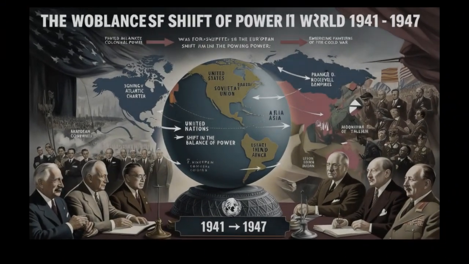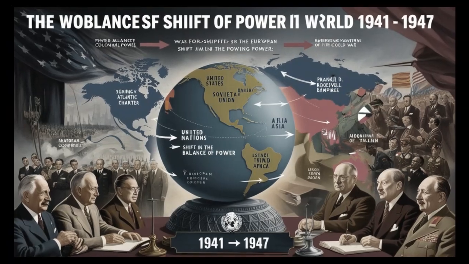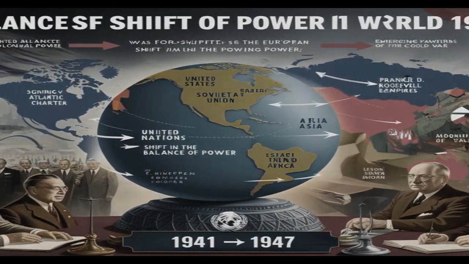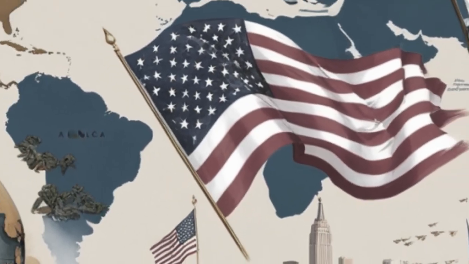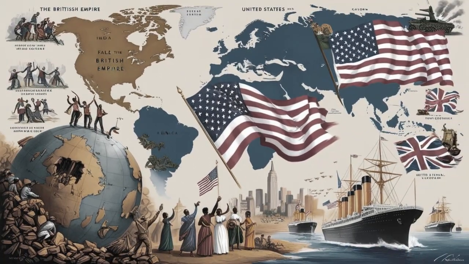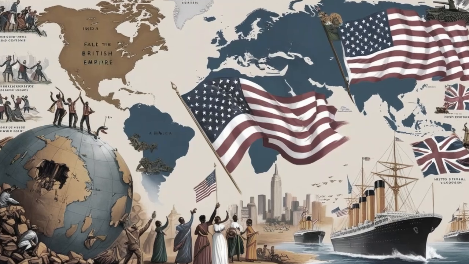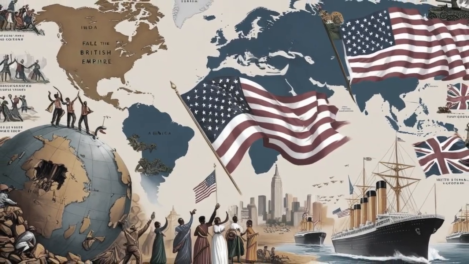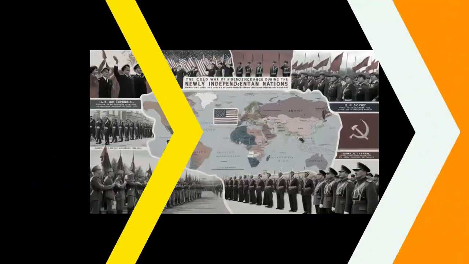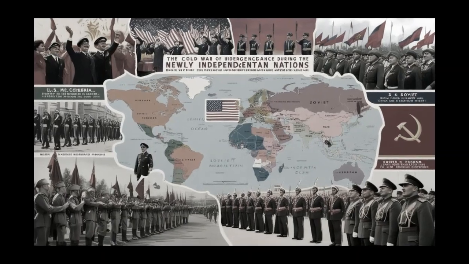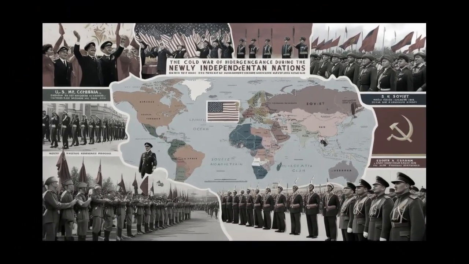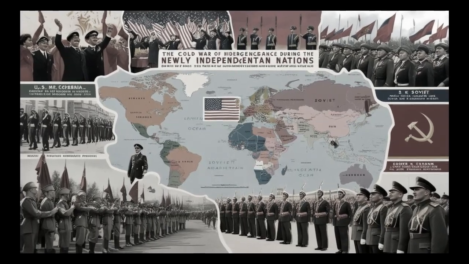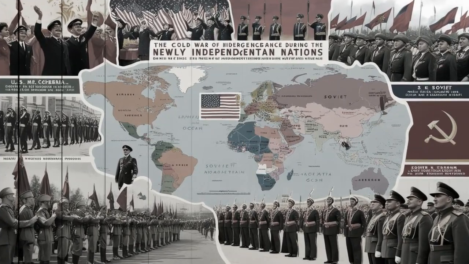The events of 1941 to 1947 brought about a significant shift in the balance of power in the world. The fall of the British Empire signaled the start of a new period in which the United States became the main global superpower, not merely a change in politics. As newly independent nations forged their way through the ideological conflict between the United States and the Soviet Union, this transition prepared the way for the Cold War.